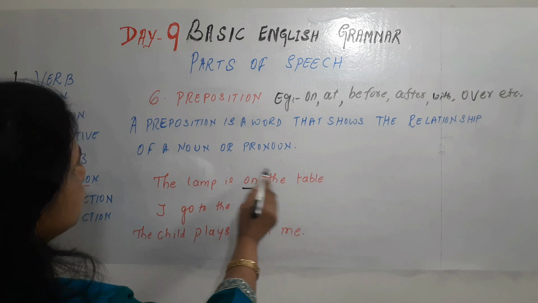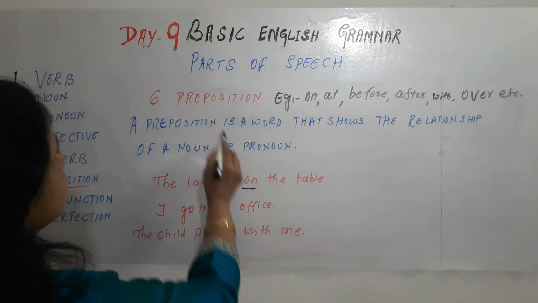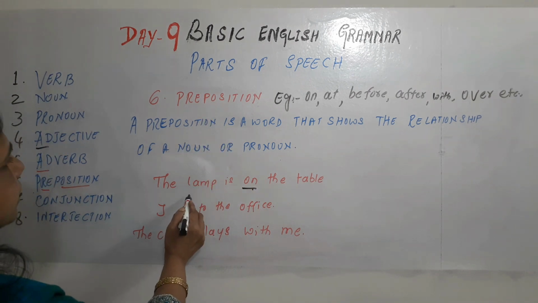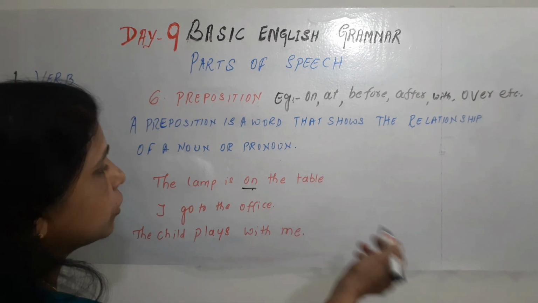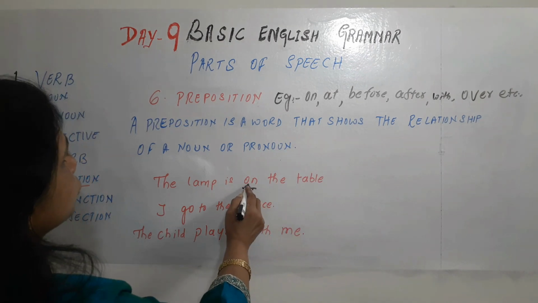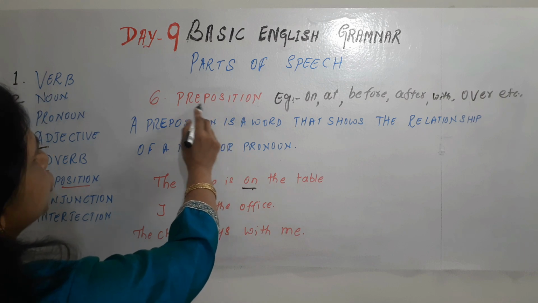On the table. So this is on, the preposition. It's telling that the lamp is on the table. Either it's on the table or under the table. So that shows the preposition.